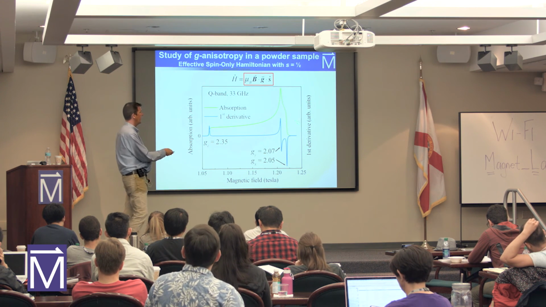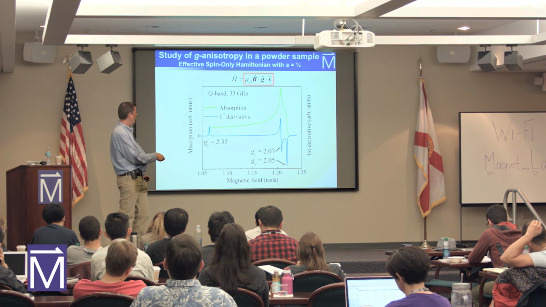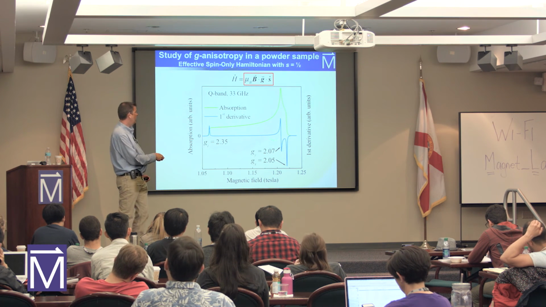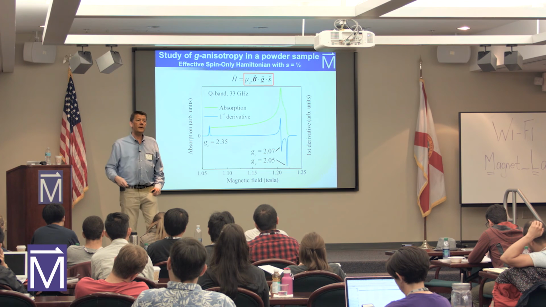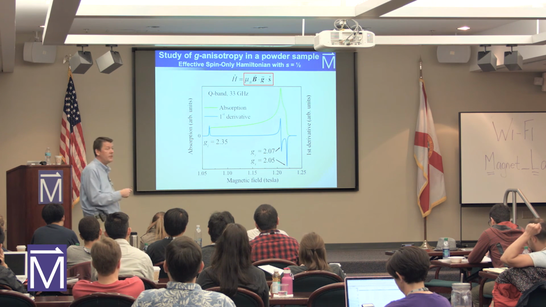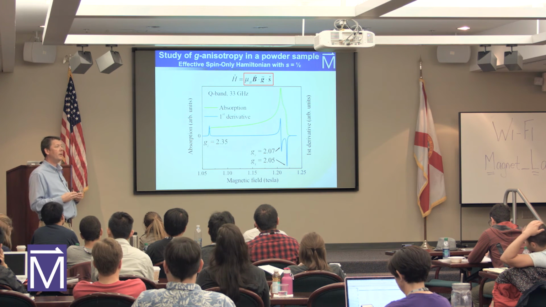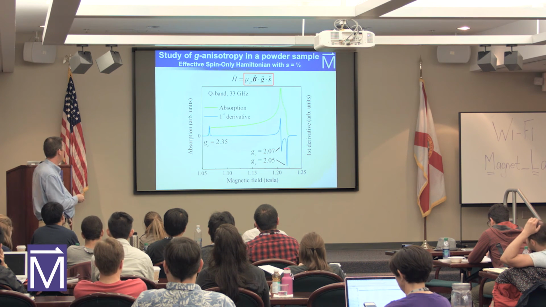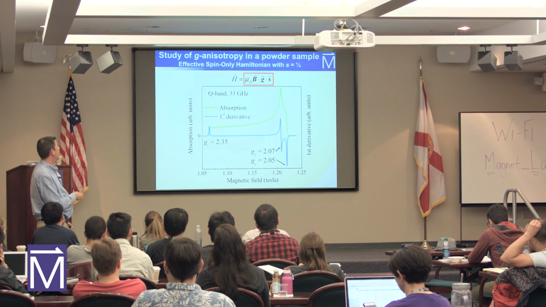You can see that the splitting between those 2 components is much more easily resolved when you go to the higher frequency of 33 gigahertz. So the point is your resolving power, your ability to resolve different components of the G tensor, improves as you go to higher magnetic fields.